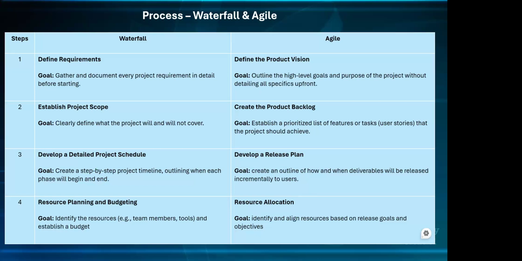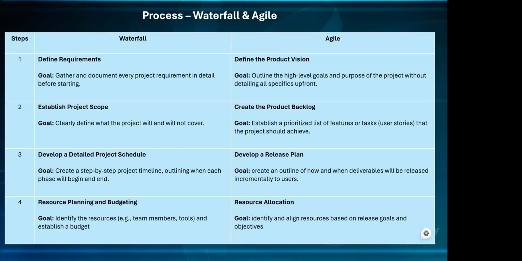Okay, that's one main value of having that incremental value at the end of every sprint. So you need a release plan in place. You need to develop a release plan. That is the next step, and that is to create an outline of how and when deliverables will be released incrementally to the users.